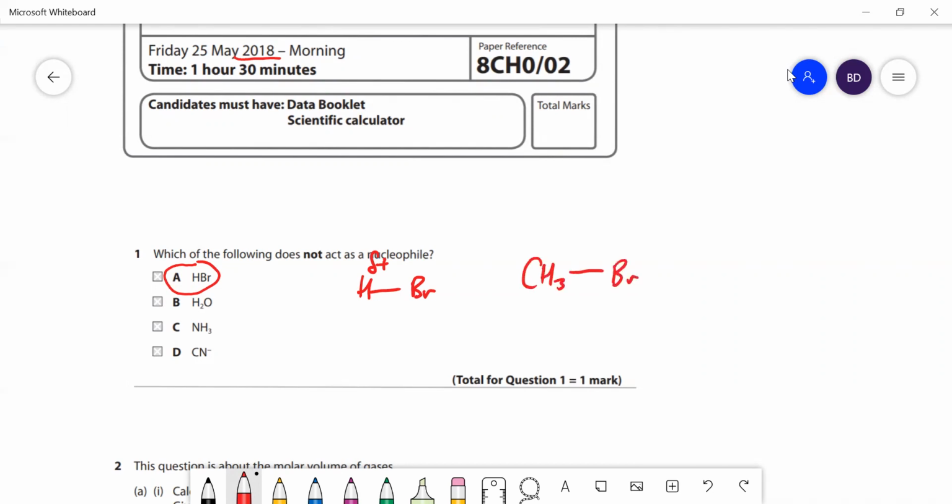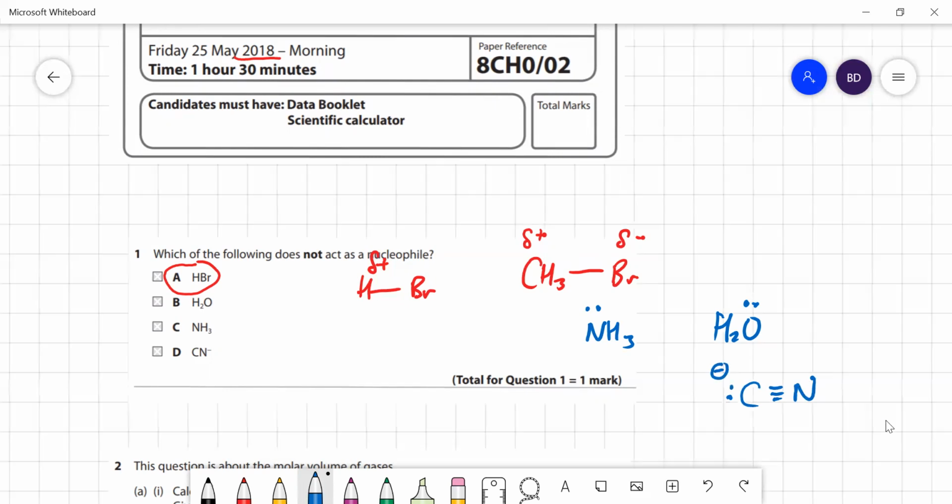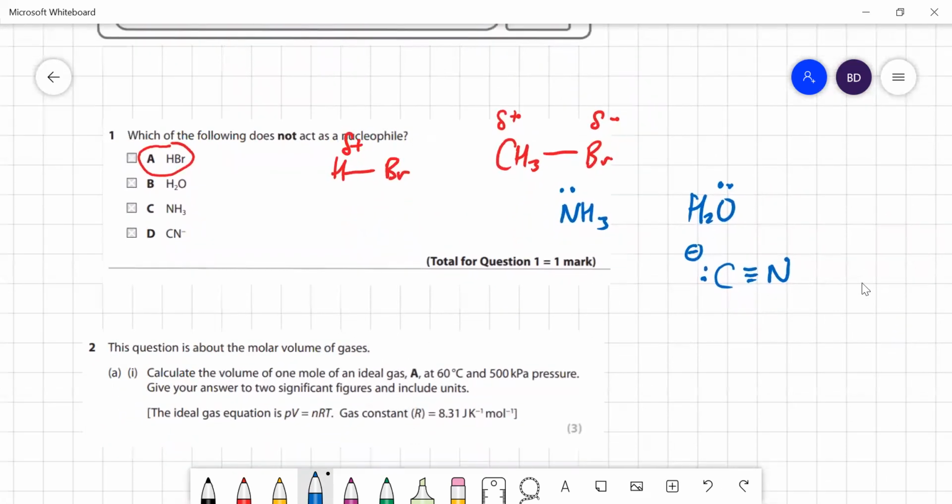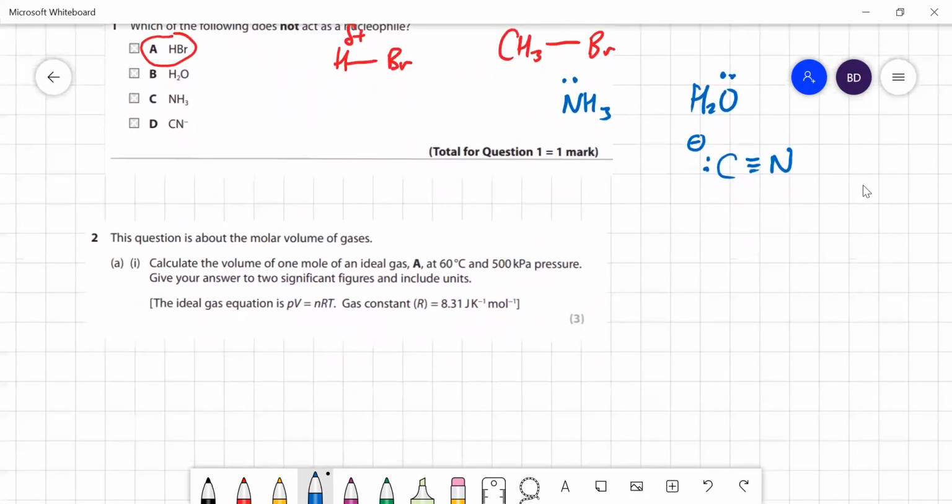haloalkanes. So you'd have a delta positive on the carbon attached to the bromine, and they've all got, so NH3 has a lone pair on an electronegative nitrogen. Water has a lone pair on electronegative oxygen, and the cyanide, where you've got a negative charge, a lone pair on the carbon. And they will all be attracted to the delta positive carbon in the haloalkane.